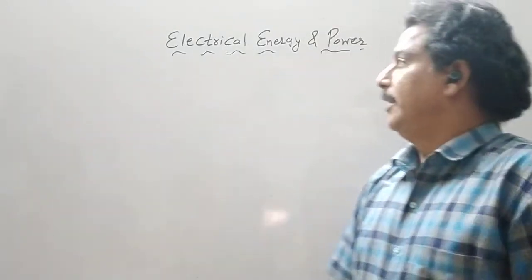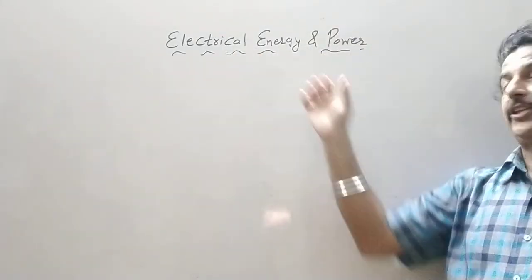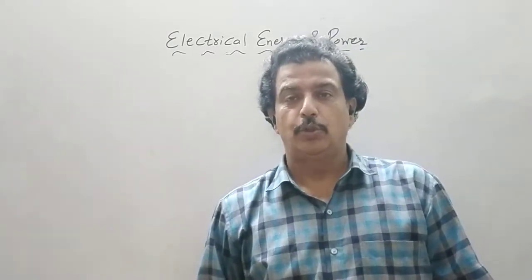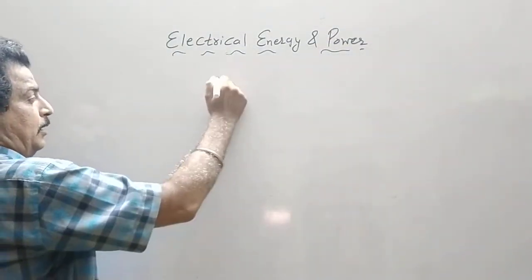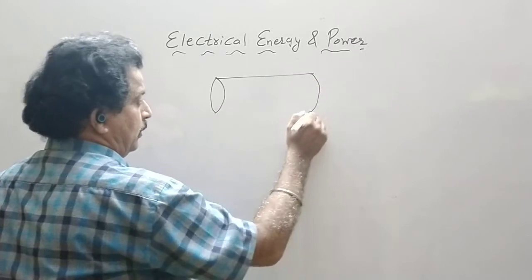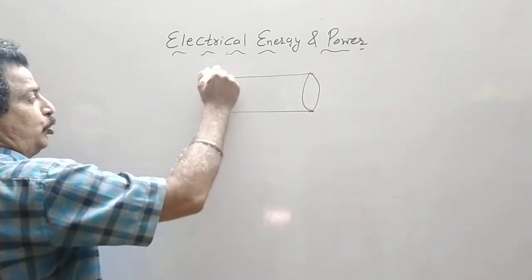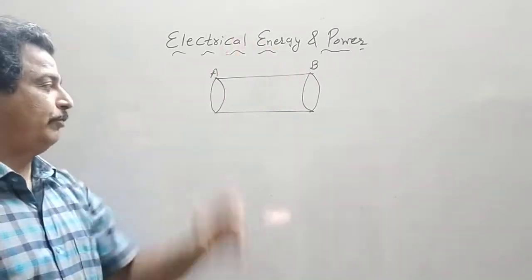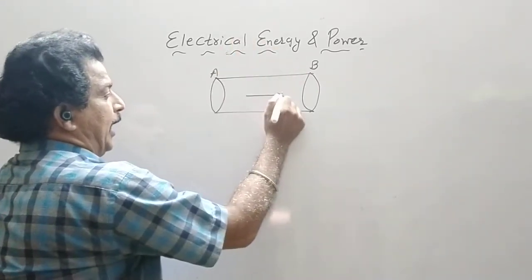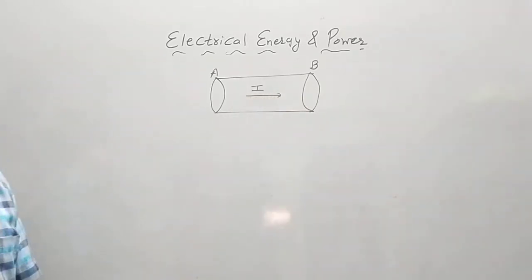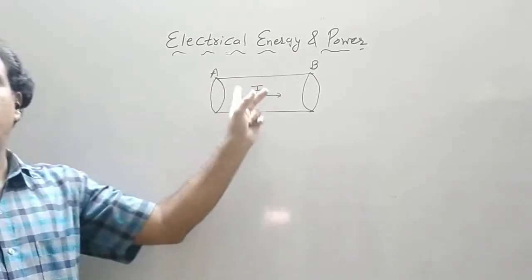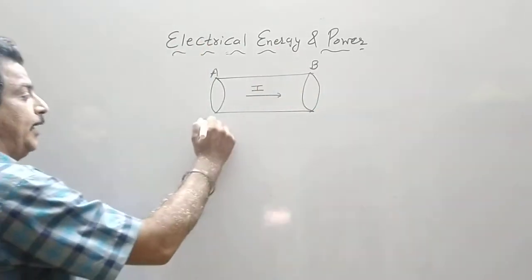Hello students, let us do electrical energy and power when current is flowing through the cross section of the conductor. Now let us consider a conductor having the two ends marked as A and B. So these are the two ends of a conductor. Let I be the current flowing through this conductor from point A to point B, or from one end of a conductor to the other end.